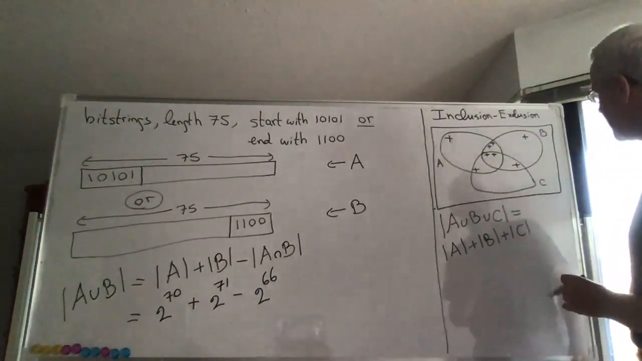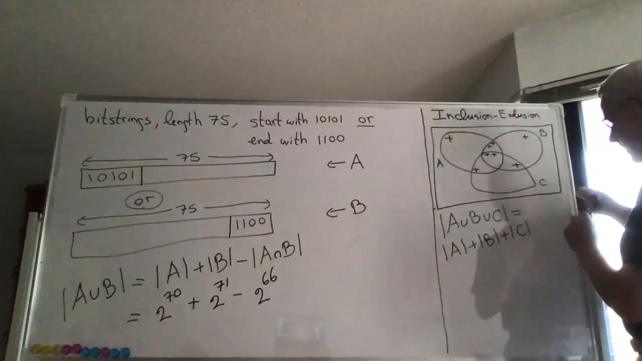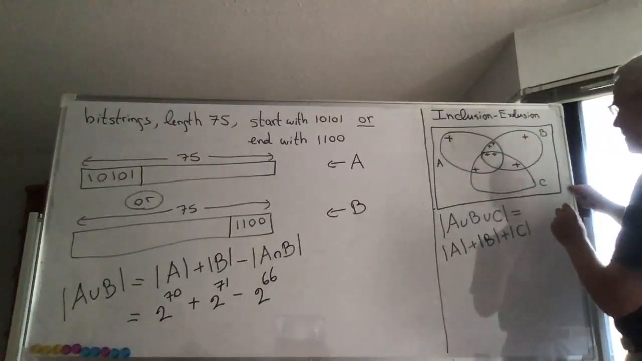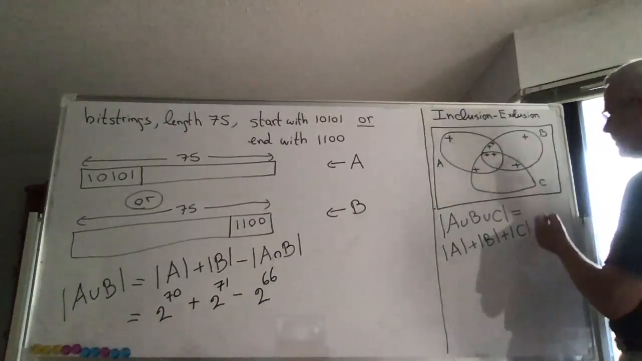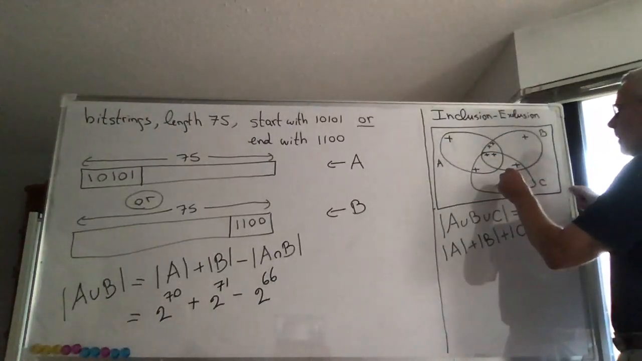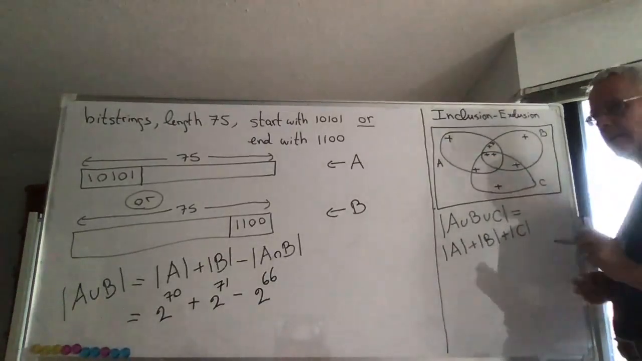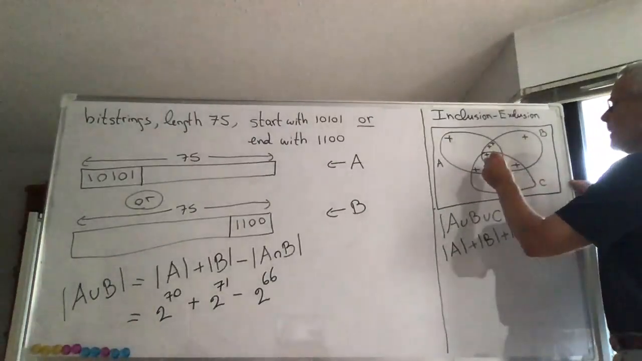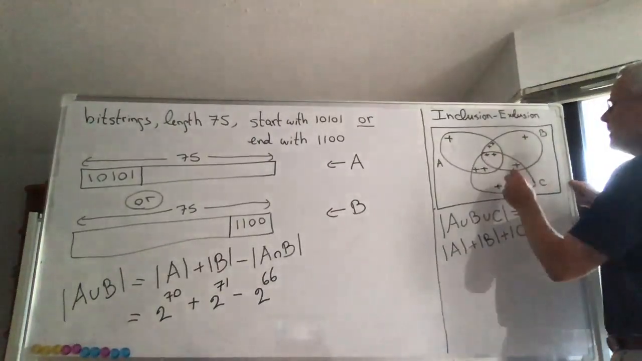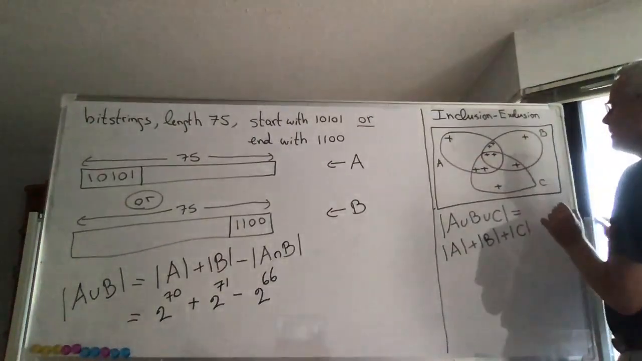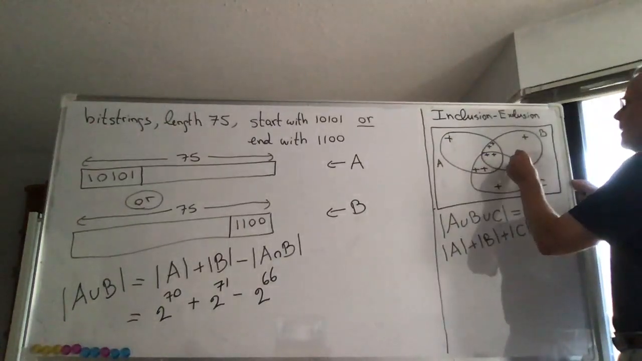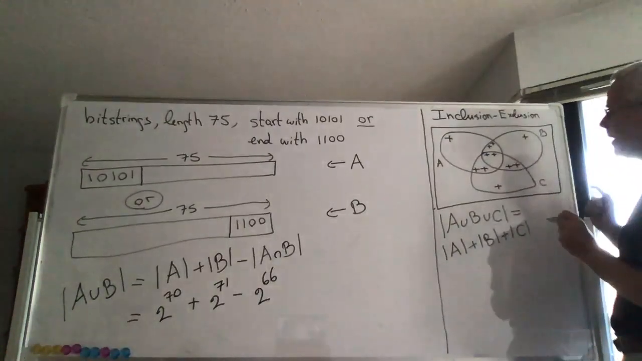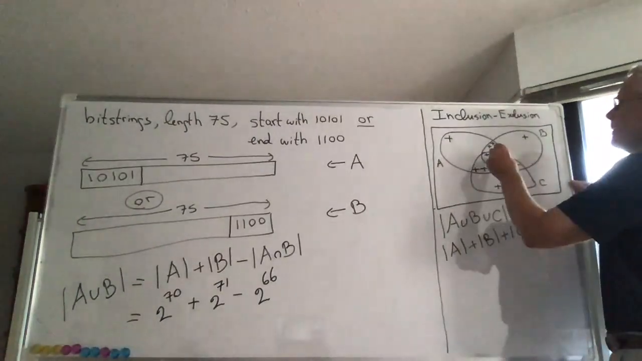Now we add the size of C, and I hope you see what is happening here. So elements of C, they can be only in C. They can be here. That means they are in C and in A, but not in B. They can be here, meaning they are in B and in C, but not in A, and they can be here.